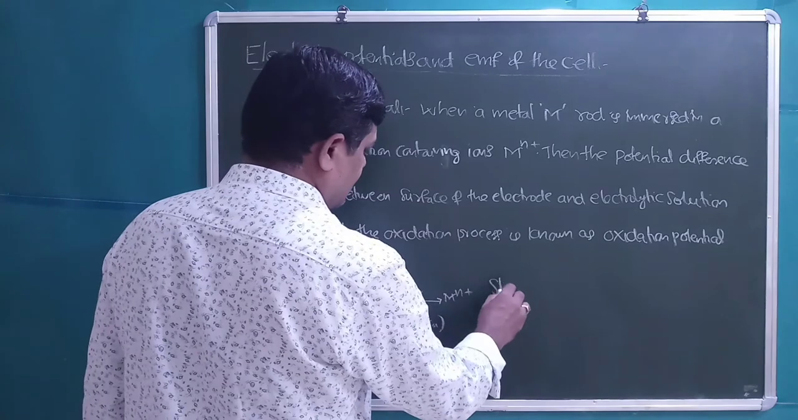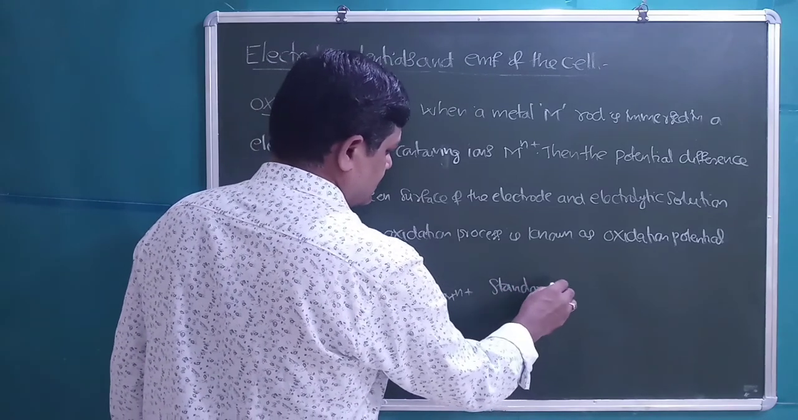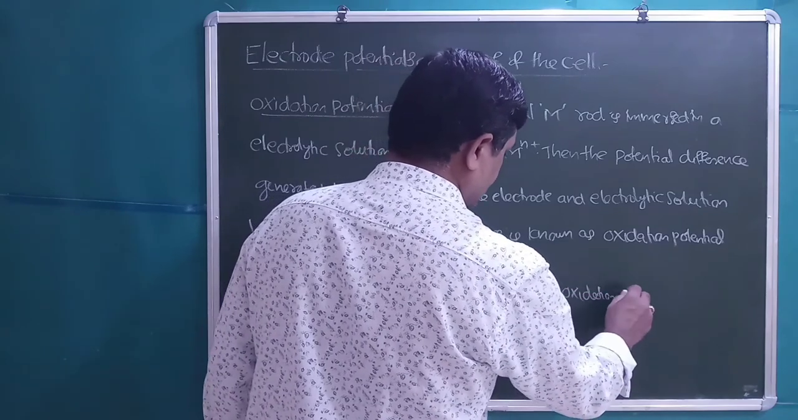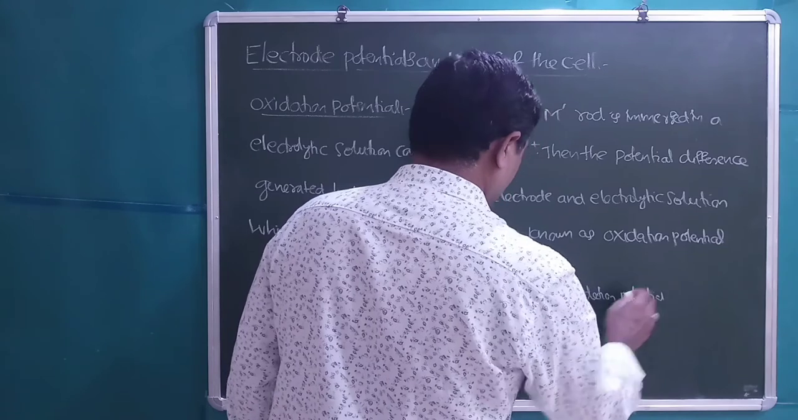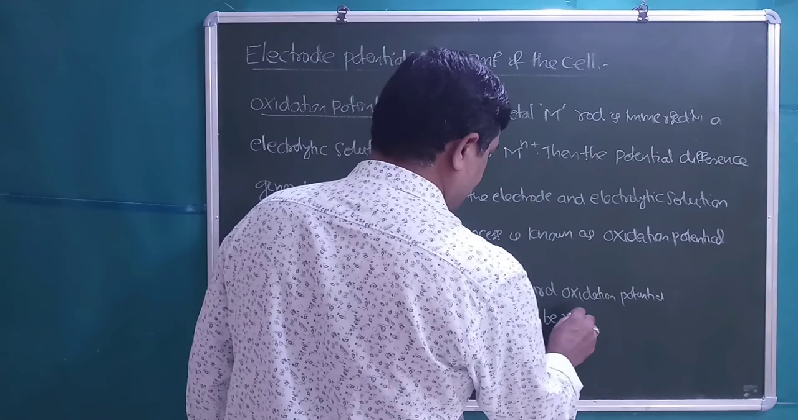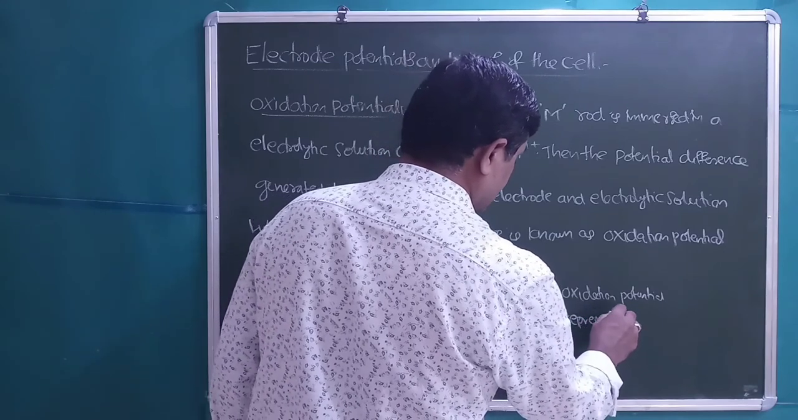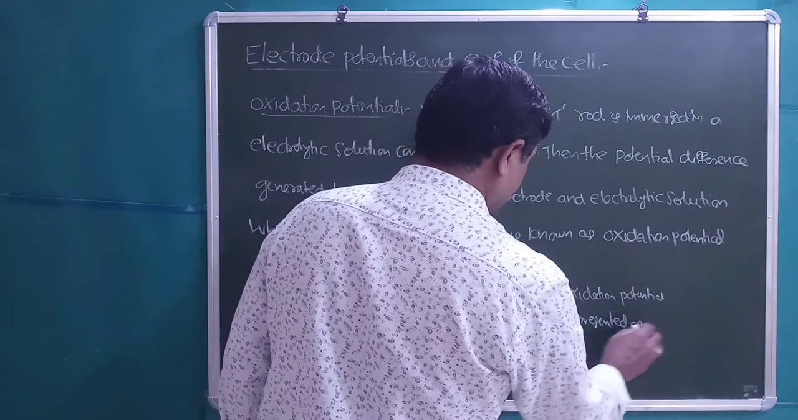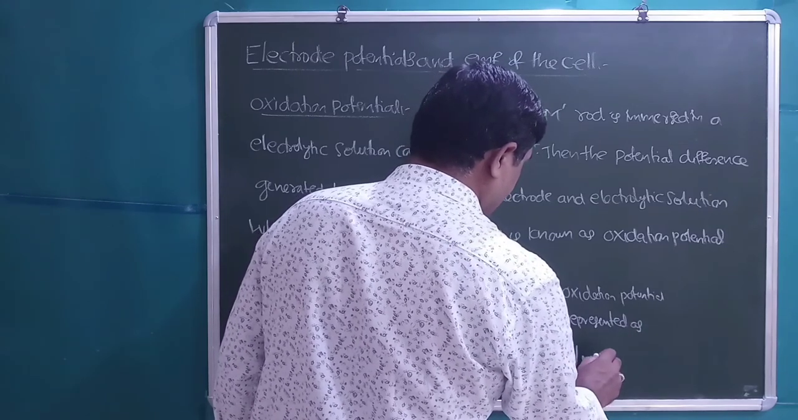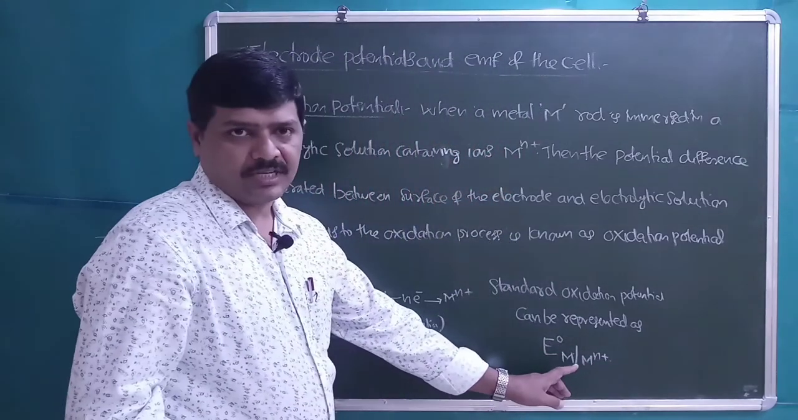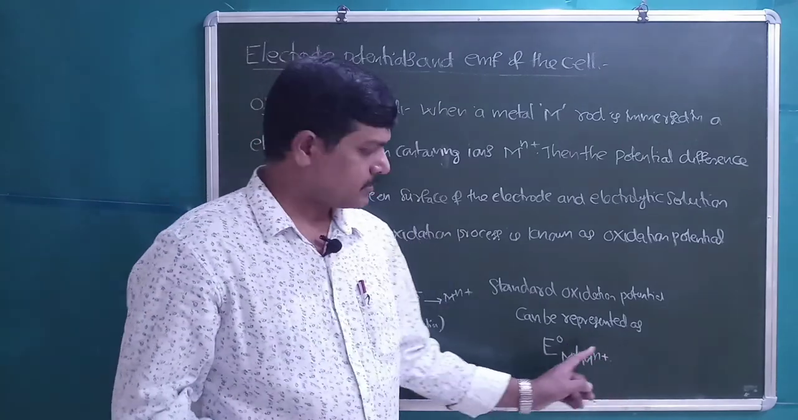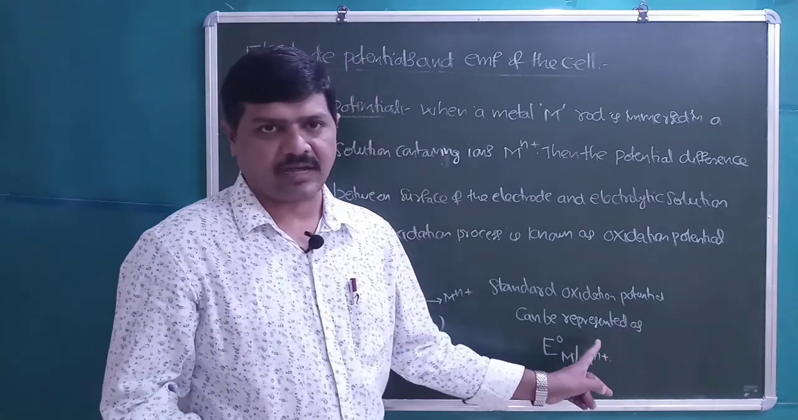Standard oxidation potential can be represented as E naught M/Mn plus. M is in the elemental state, oxidation state is 0. It is converting into Mn plus. Increase in oxidation state is called oxidation.